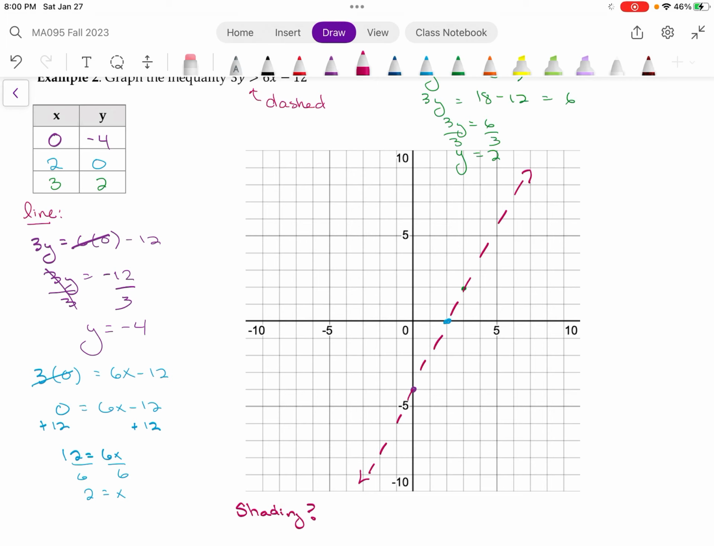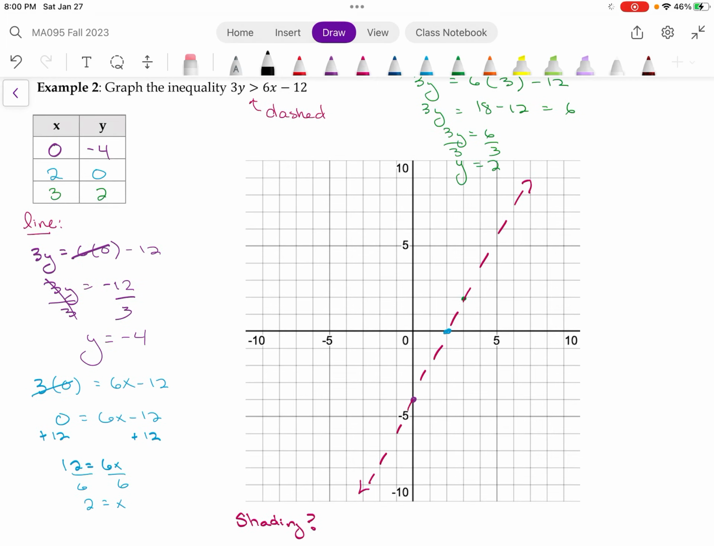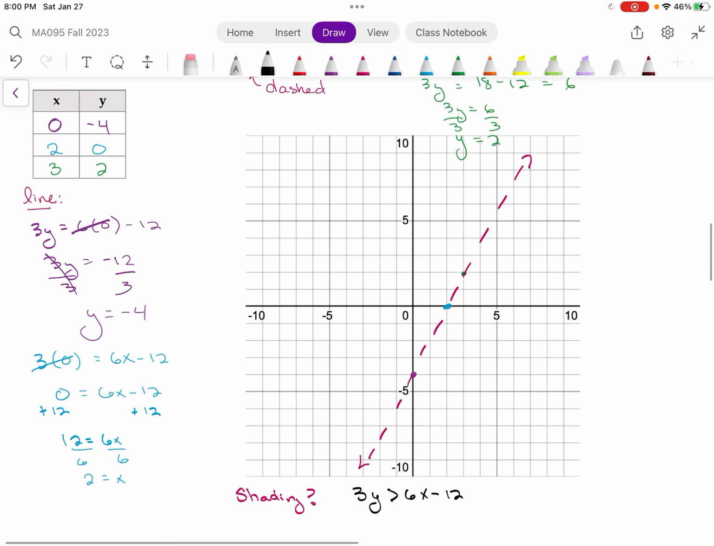Well, what point do you want to pick to test this? And remember, we want to use the inequality, 3y is greater than 6x minus 12, because we're looking now at the portion that's greater than, not the line. When we're looking at the line, we say equals, and when we're looking at the shaded portion, we leave the inequality.